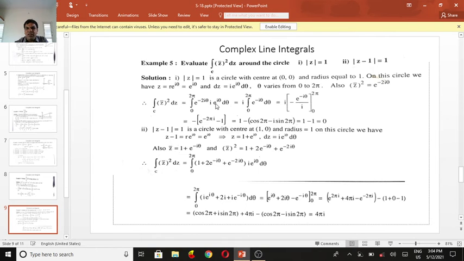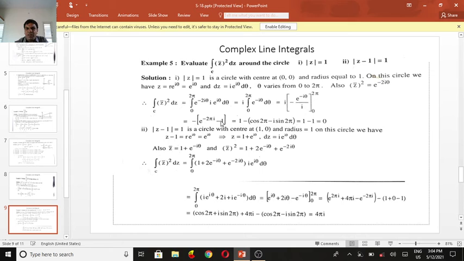So i is constant, I take it outside. e power minus 2 i theta times e power i theta simply gives e power minus i theta d theta. Integrating with respect to theta, you get e power minus i theta divided by minus i. Replacing theta by 2 pi, we get e power minus 2 pi i minus 1, since e power 0 is 1.